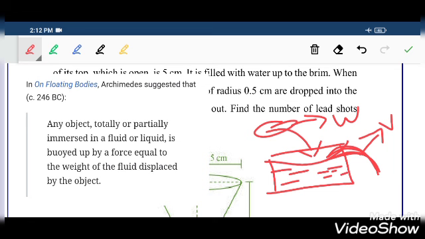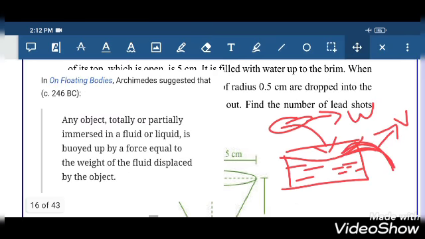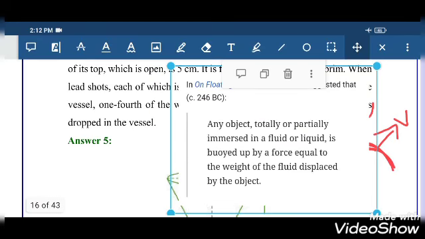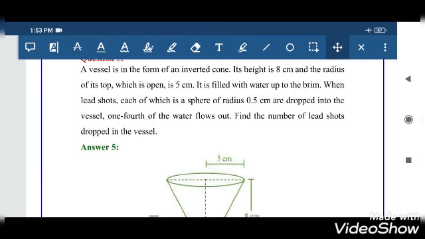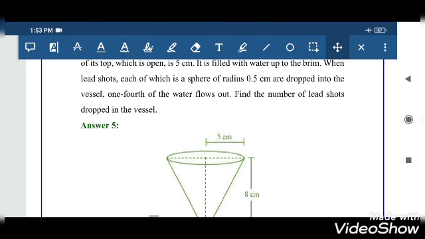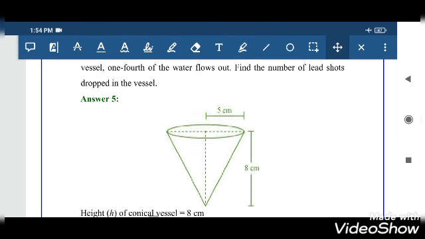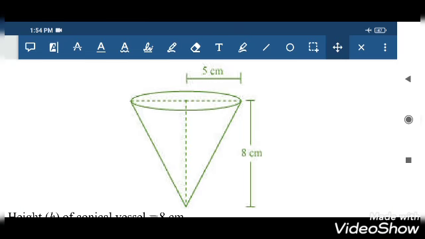So by using this concept, you have to find out the number of lead shots. We need to find the number of lead shots that can be dropped in the vessel. Now we move on to the solution. So this is the conical vessel. You know the radius and the height. Radius seems to be 5 centimeter and the height is 8 centimeter.